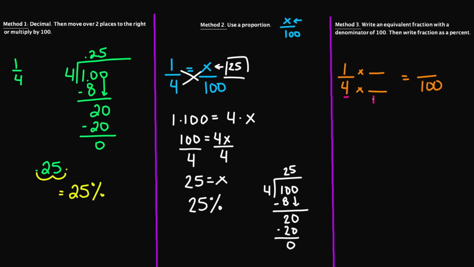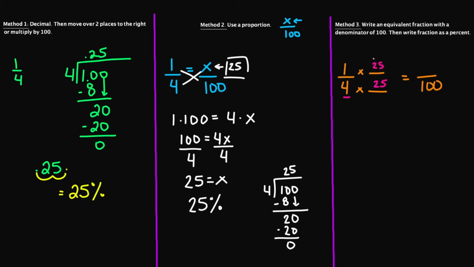4 times a number is going to give me 100. That same number, whatever this number is, I need to multiply on top here, which is going to give us the answer. Like I said, this is very similar to method number 2. So what number times 4 is going to give me 100? That's going to be the number 25. 25 times 4 equals 100. So I'm going to multiply the bottom by 25 and my top by 25.